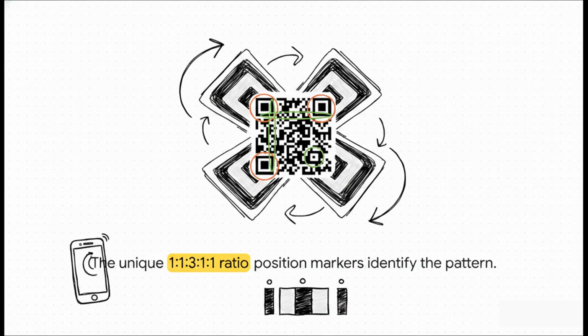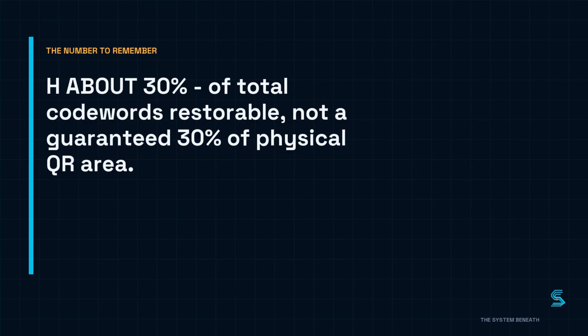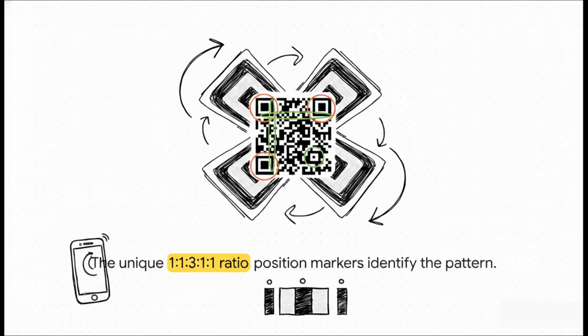Because if you draw a straight line through that target from literally any angle, the scanner always reads dark, light, dark 3 times as wide, light, dark. Upside down, sideways, it doesn't matter. The ratio remains perfectly constant. That is exactly how the software orients the grid 360 degrees. Those squares have absolutely nothing to do with holding your website link. They are purely structural anchors.